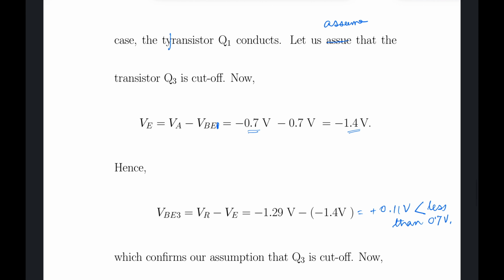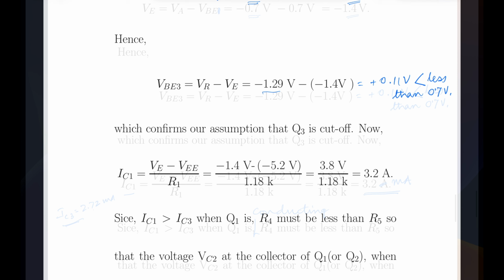Hence VBE3 is VR minus VE, equal to minus 1.29 volt minus (minus 1.4 volt). For these values, you refer to figure 1. So this is plus 0.11 volt, which is less than the cut-in voltage of the transistor. So this is less than 0.7 volt, which confirms our assumption that the transistor Q3 is cut off.